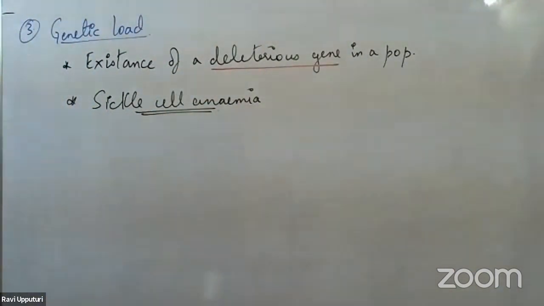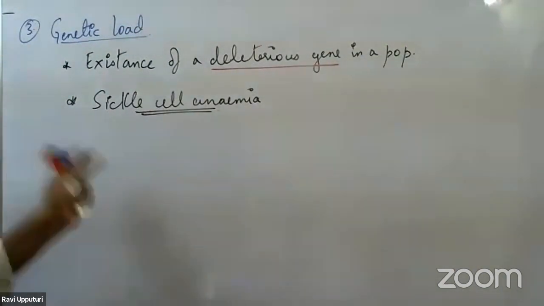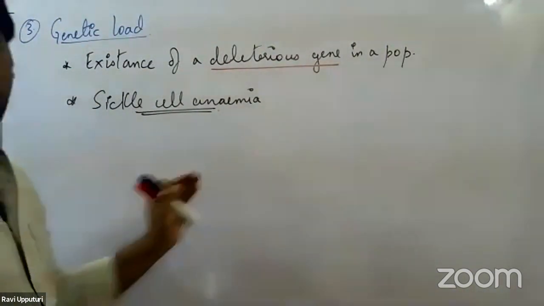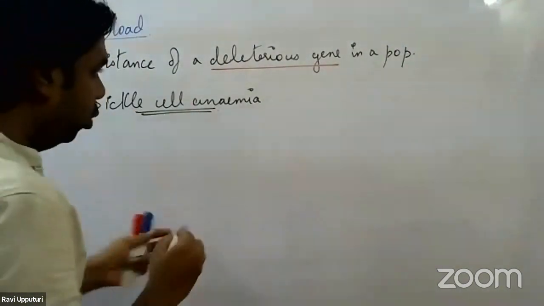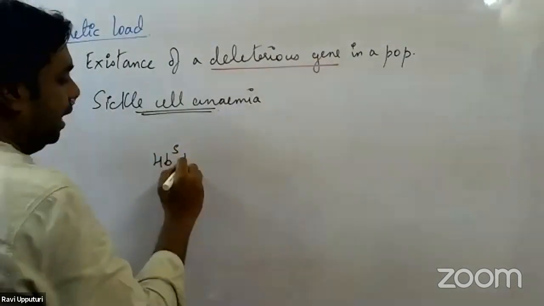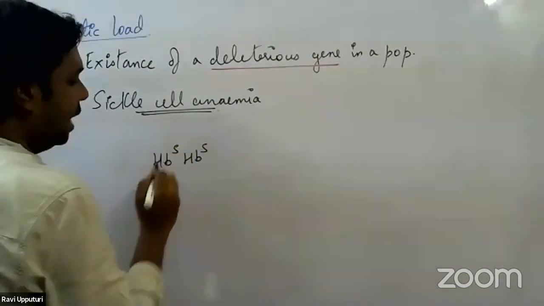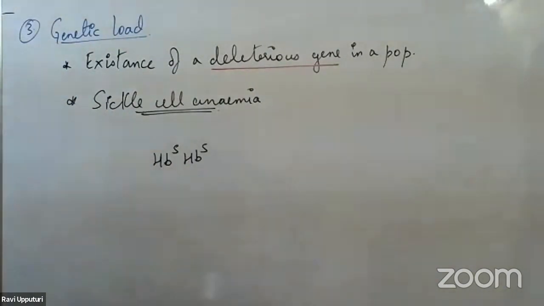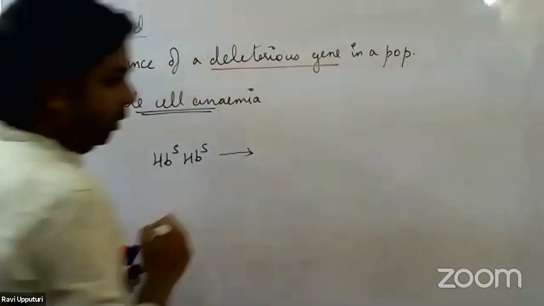We have already discussed this disorder, sickle cell anemia, a genetic disorder caused due to mutations in the gene which codes for the beta polypeptide chain of the hemoglobin molecule. What happens in sickle cell anemia is that the individuals who are homozygous for sickle cell, denoted HbS HbS, are the individuals homozygous for the sickle cell gene.